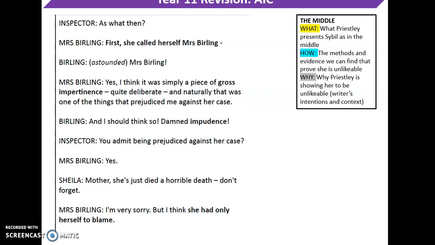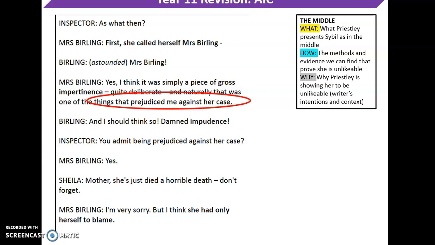So just pause for a moment and think how Sybil would appear on stage at this point in time, faced with her involvement in a young girl's tragic suicide. Do we see remorse? Do we see regret? Do we see any sadness for what she's done? Absolutely not. So let's have a look at what we do see.